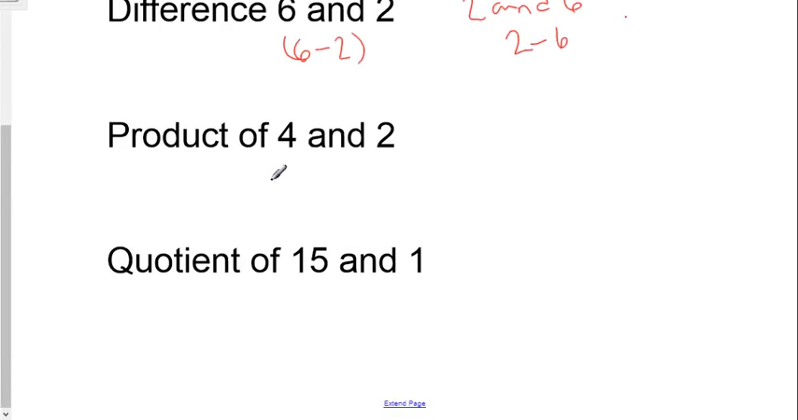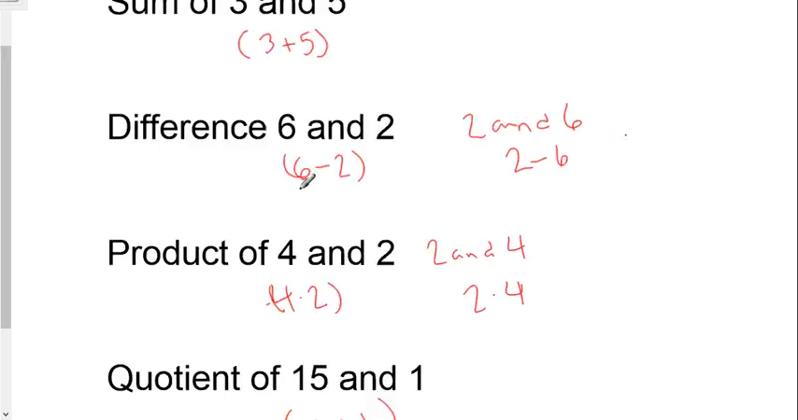If I said the product of 4 and 2, well, that would be 4 times 2. And like I said, it would probably be in a parenthesis. All right? If I said the product of 2 and 4, then it would be 2 times 4. Okay? Quotient of 15 and 1, well, that's 15 divided by 1. So those are the 4 words that are probably the most important here.